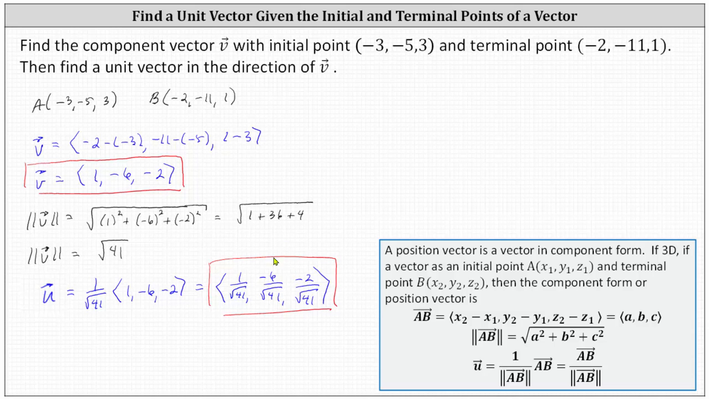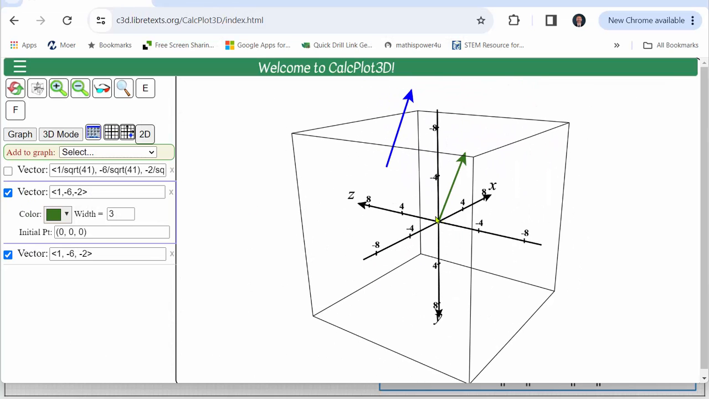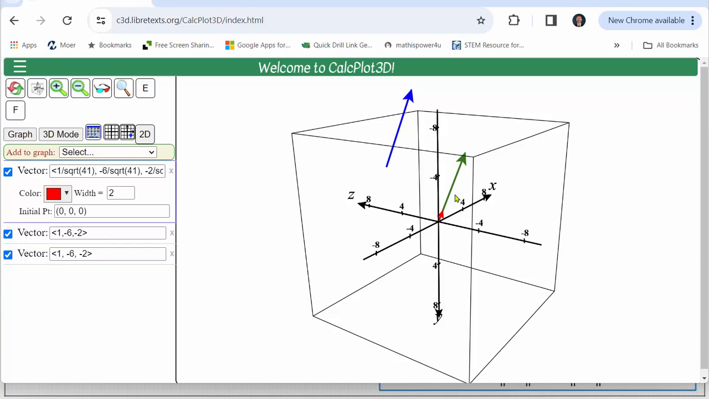Before we go, let's go back to our graph. To begin, this green vector is vector v, plotted in space with the initial point at the origin. The blue and green vectors are equivalent, and then this red vector is the unit vector that we found in the same direction as vector v.